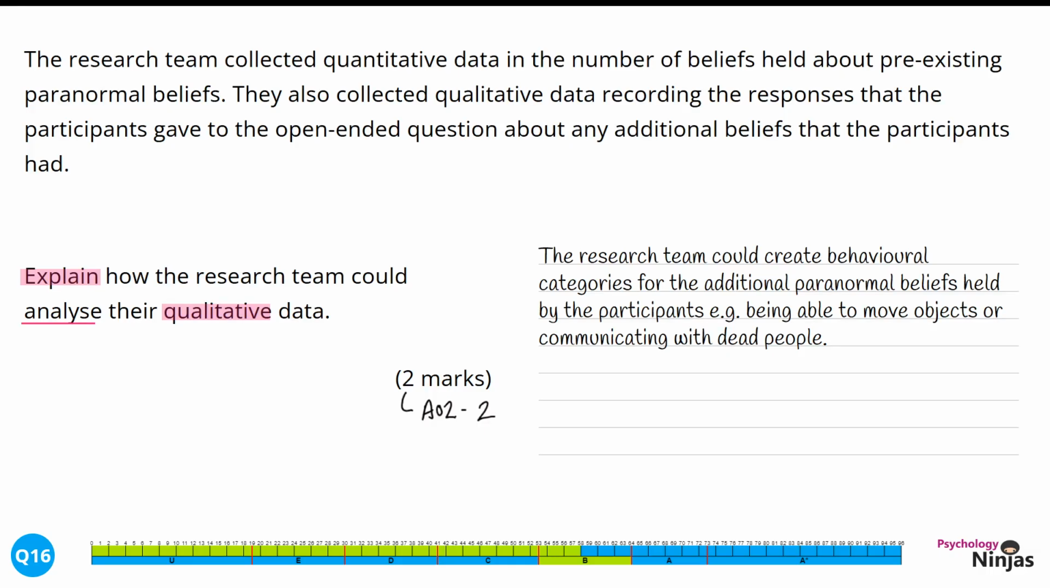We've demonstrated our understanding of qualitative data analysis by talking about behavioural categories. We've then linked this into the STEM by giving particular paranormal beliefs that we'd be creating those behavioural categories about. We're going to tick this off in our STEM in order to show a variety of application skills. We need a second idea in order to get our second mark.